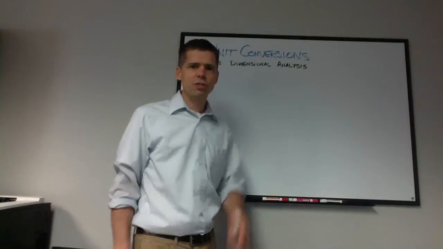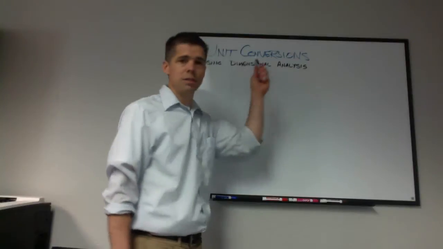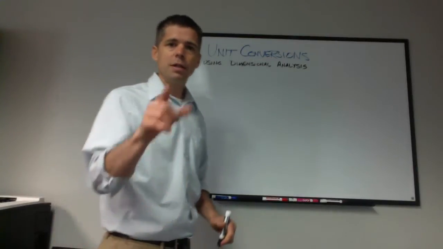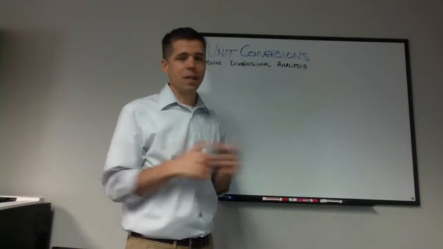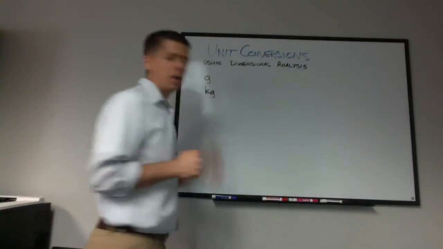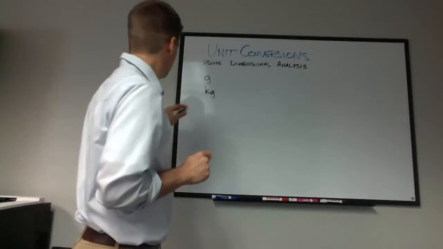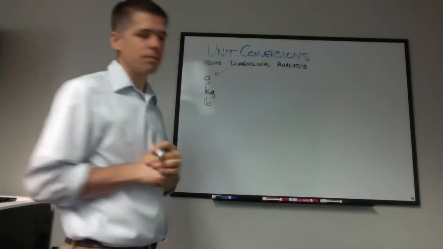Unit conversions using dimensional analysis. What's a dimension? Glad you asked. Dimensions are the units that we use when we measure things in science. For example, if you're measuring mass, you might measure things in grams or kilograms. You might measure things in pounds if you're using the British system of units.